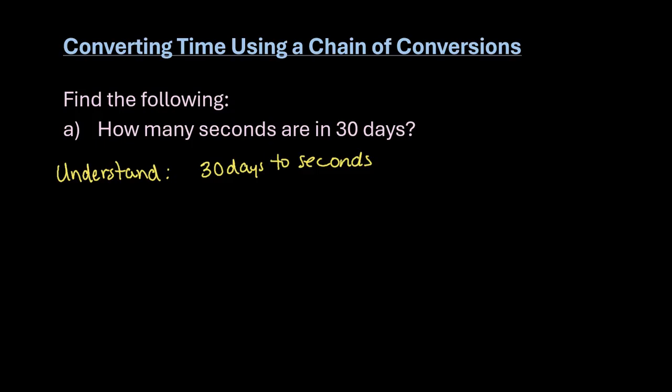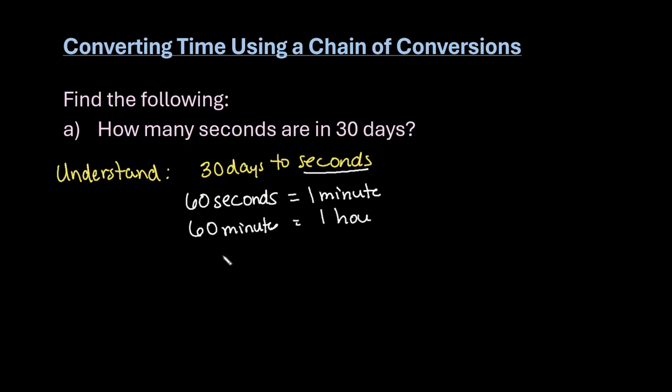In order to get there, we have to think about what do we already know. So we know something about seconds. We know that there are 60 seconds in 1 minute. We know that there are 60 minutes in 1 hour. And we know that there are 24 hours in 1 day. So those are the conversions that we are going to use.